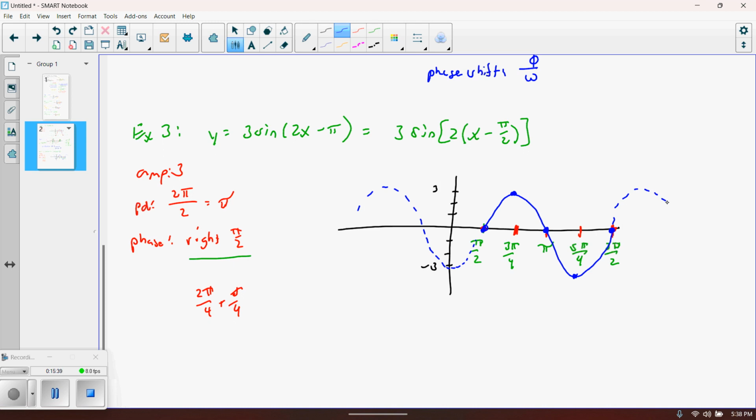So probably the easiest way to do that one. There are other ways. You could certainly figure out other ways to do it, but I think that's probably the easiest.